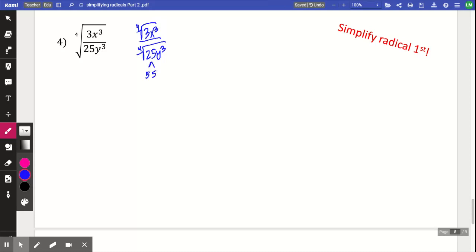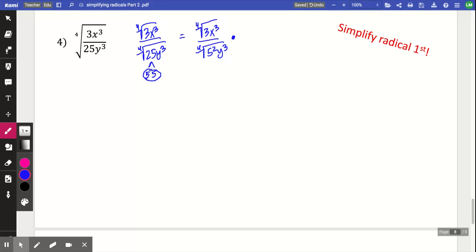But here's the thing. 25 has 2 5's. So let's start creating a group of 5's. This is kind of the trick with this one, and it's going to make our life a little easier. So we're going to rewrite this as the 4th root of 3x to the 3rd over the 4th root of 5 squared y to the 3rd.